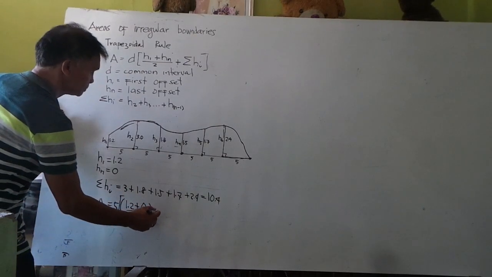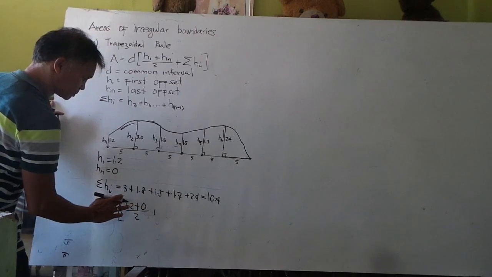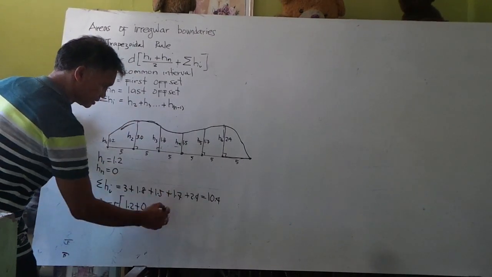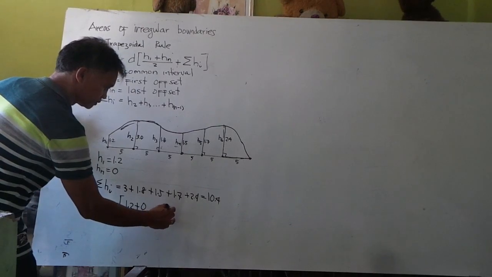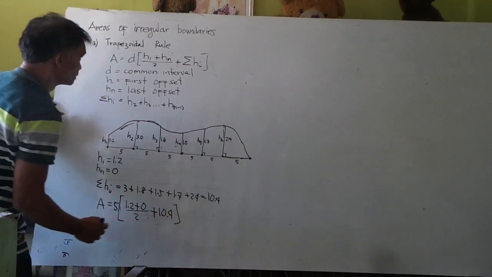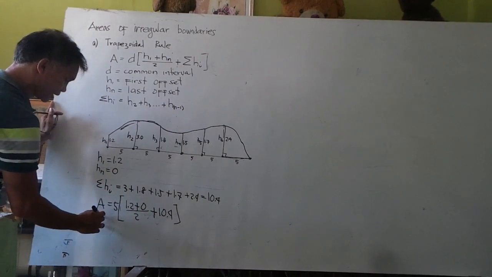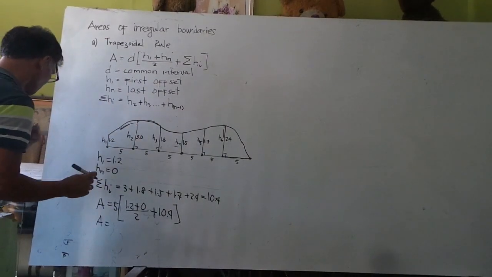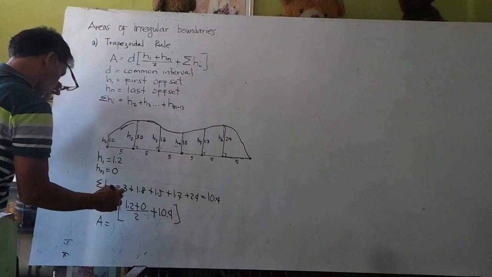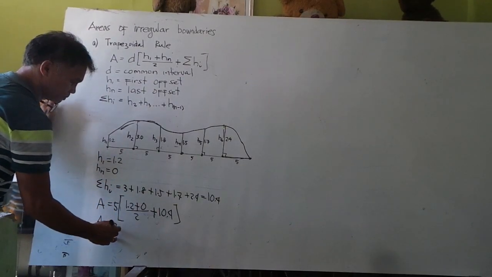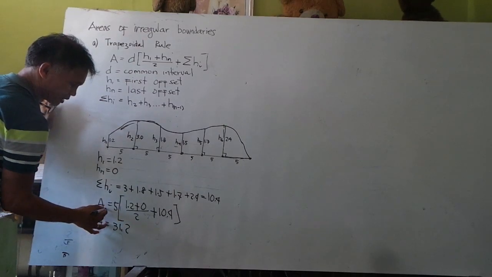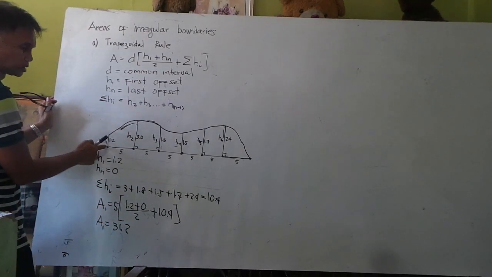Then plus that, plus 10.4. Then you will have your area equivalent to 31.2. So that is area 1. Okay, the area is done, this is direct.